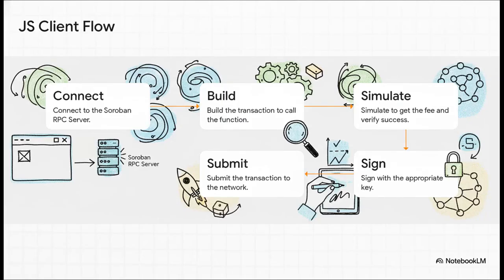Of course, your contract doesn't exist in a bubble. Your front-end app needs to talk to it. From JavaScript, the flow is pretty logical. You connect to a server, you build the transaction, and then, and this is by far the most important part, you simulate it. Only after the simulation is successful do you sign it and submit it to the network.